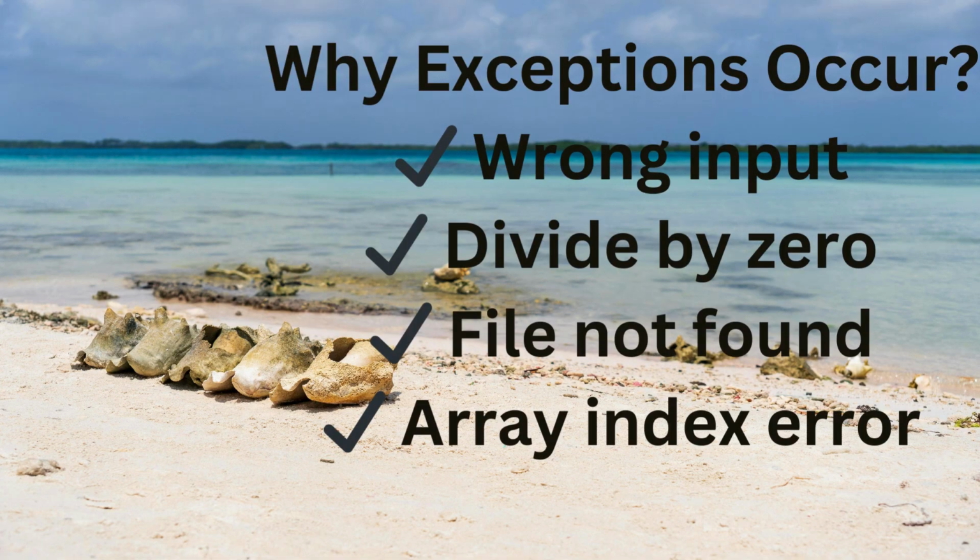Exceptions can occur for many reasons. For example, a user may enter wrong input, a program may try to divide a number by 0, a required file might not be found, or the program may try to access an array index that does not exist.